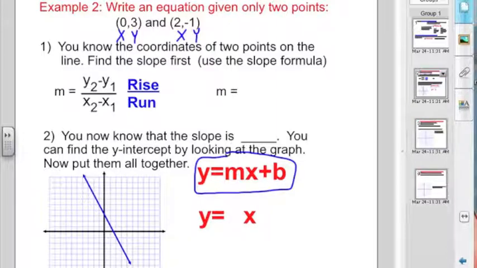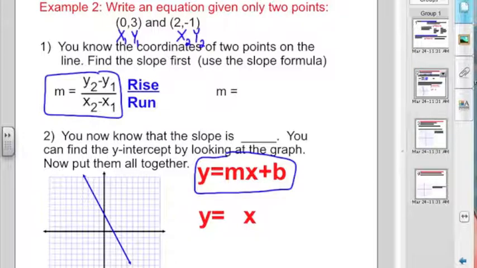So with the first coordinate, we're going to put it x sub 1, y sub 1. That just tells us it's coordinate 1. For the 2, negative 1, we're going to put it x sub 2, y sub 2. That just tells us it's coordinate 2. It doesn't matter if you flip-flop them, coordinate 1 versus coordinate 2, as long as you just stay consistent. We're going to use the formula.